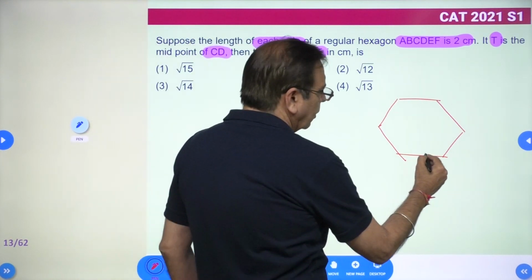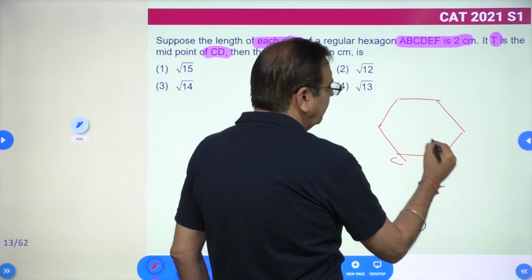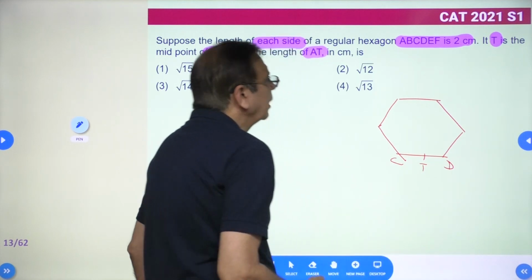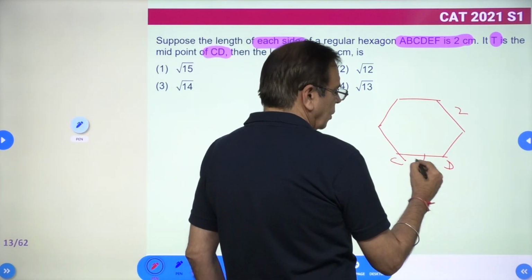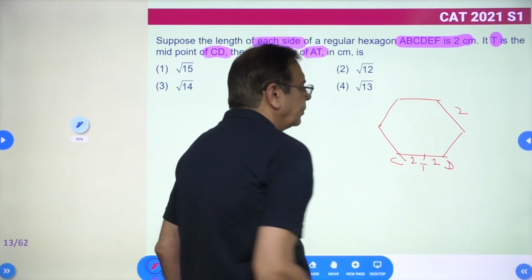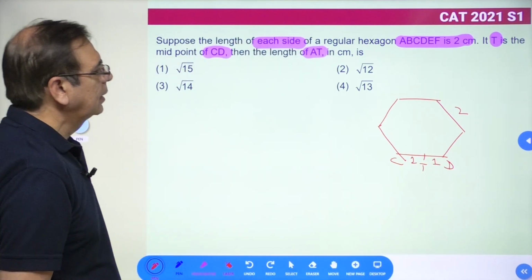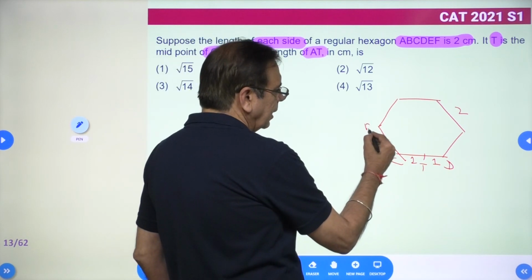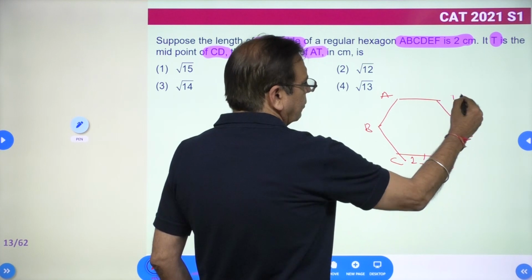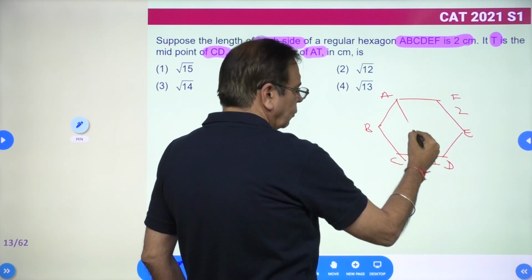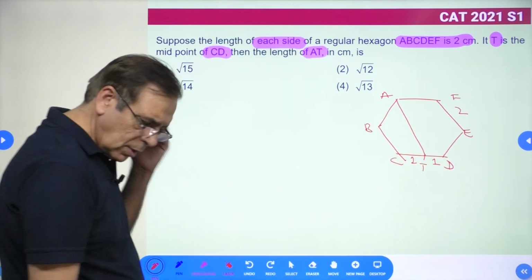So, what is T? T is the midpoint of CD, so this is T. Each side of the hexagon is 2 centimeters, so this will be 1 and this will be 1. What do we need to find? The length of AT. So, this is A, B, C, D, E, F. What do I need to find? I need to find this.